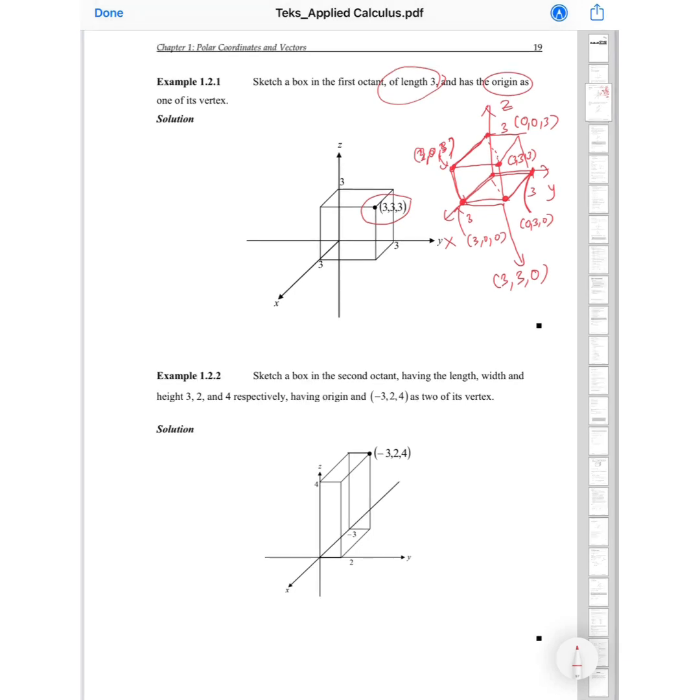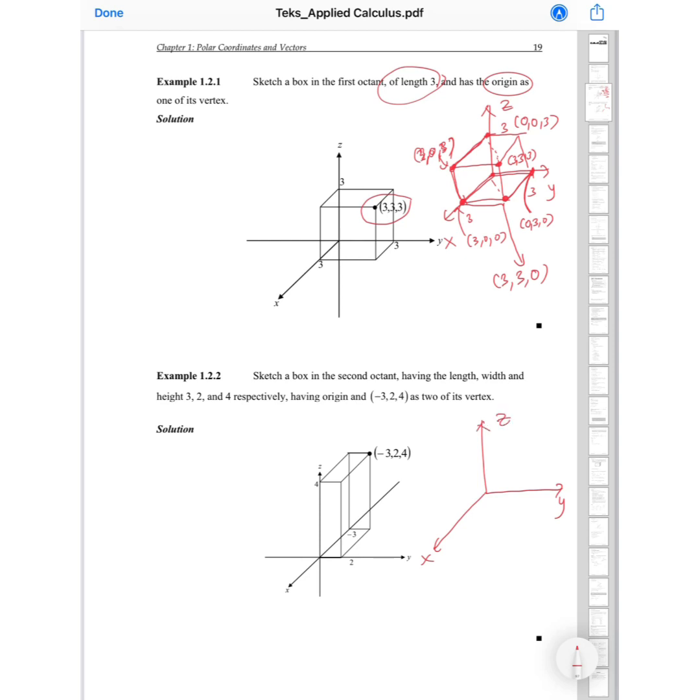Okay, let's look into this second example. Sketch a box in the second octant having the length, width and height 3, 2 and 4 respectively, having origin and (-3, 2, 4) as two of its vertices. So this is the answer. So how do you get the answer?